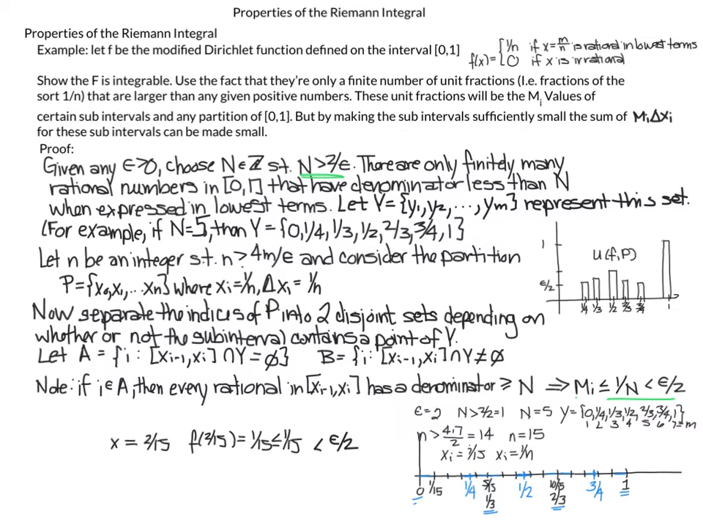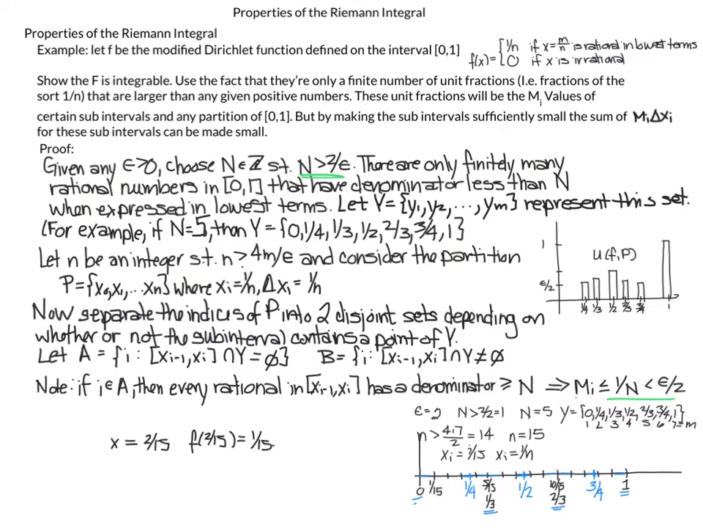So we want to find a rational that is not in y. For example, I just picked x equals 2/15, because it's not in any of the blue areas, which is B. So at x equals 2/15, since 2/15 is in lowest terms, my f of x is equal to 1 over n, which is equal to 1/15. Because we're in lowest terms and the denominator is greater than n, and remember in this example n is equal to 5, we know that our f of x, which is just equal to 1 over n, is always going to be less than or equal to 1 over our capital N.